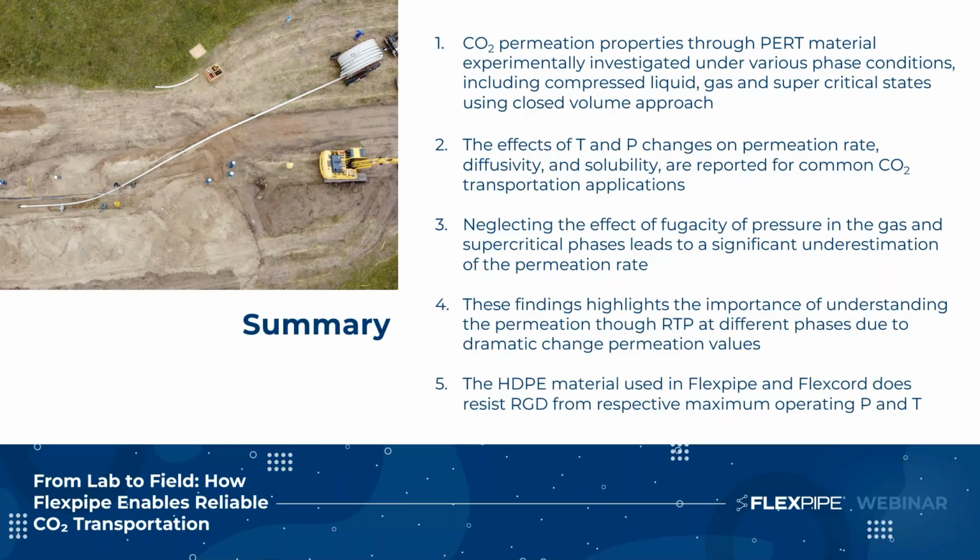Importantly, we showcased that neglecting the effect of fugacity of pressure in the gas and supercritical phase leads to a significant underestimation of the permeation rates. And these findings highlight the importance of understanding the permeation through reinforced thermoplastic pipes at different phases, as permeation values can change significantly depending on the operating condition and the pressure fluctuations.